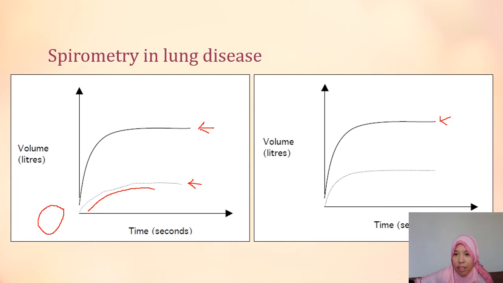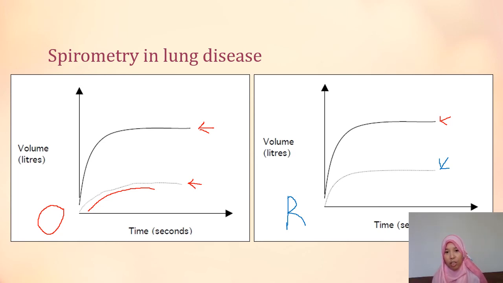Then looking at the graph on the right side, this is the curve that we want to look at, right? If you look at this curve here, it's a steady curve, but it's just less than the curve above. So definitely there's something wrong with this lung as well. This is an example of a restrictive lung disease, and the curve will come out this way.